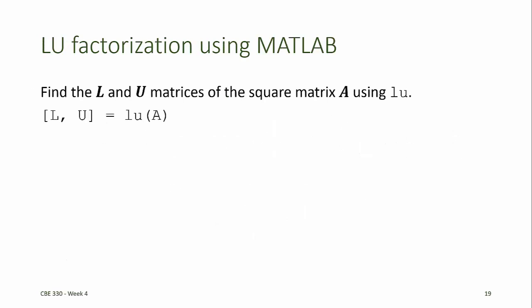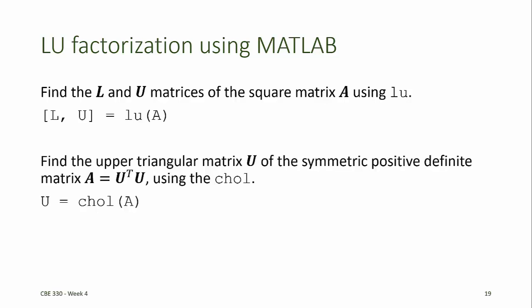MATLAB has built-in functions that perform both the Doolittle and the Cholesky factorization methods. For any square matrix A, we can find the lower triangular and upper triangular matrices corresponding to the Doolittle factorization using the MATLAB command lu. MATLAB has a built-in function chol, which performs the Cholesky factorization of the symmetric positive definite matrix A. When MATLAB performs the Cholesky method, the output is an upper triangular matrix corresponding to L transpose. So A is equal to, instead of L times L transpose, U transpose times U.